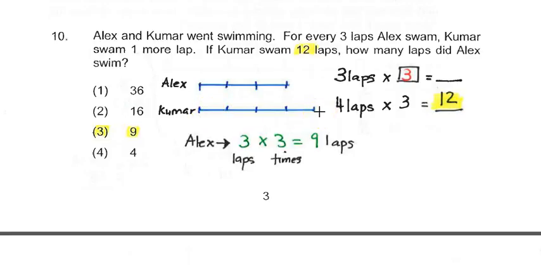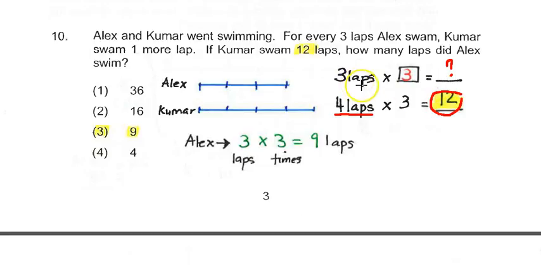Now you're going to find out this. If Kumar swam 12 laps, look over here, this is important. Every time he swims 4 laps, how many 4 laps will he swim to make the distance 12 laps? It is 3 times of 4. So every time he swims 4 laps, he has to swim 3 times of these 4 laps, which gives you 12 laps. The question is this: how many will Alex swim?